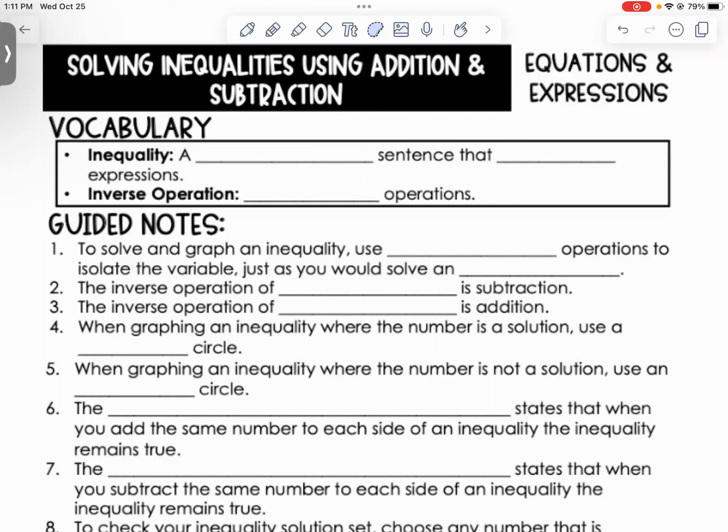Okay. Now, last week we talked about, or not last week, Monday. Feels like last week. It's been a long week. An inequality is a mathematical sentence that compares expressions. We know this. We've talked about it.